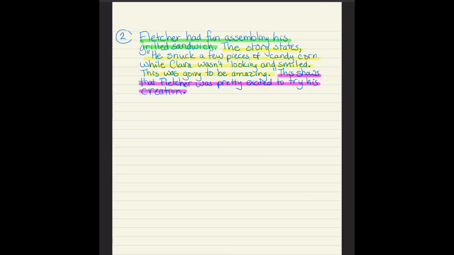Okay, now I'm ready to wrap up my writing. I need to do it with a conclusion. And so I'm going to write clearly, he had fun assembling his sandwich. Okay, and for those of you that need the highlighting colors, we are back to green because it's wrapping up our writing. It reminds us of our topic sentence. And there we go. So there's the RATES response for number two.